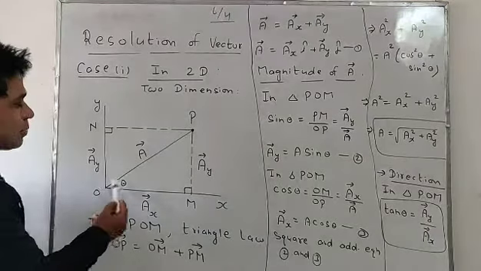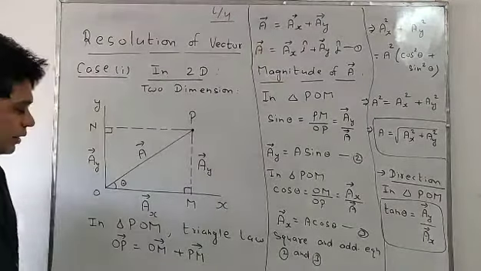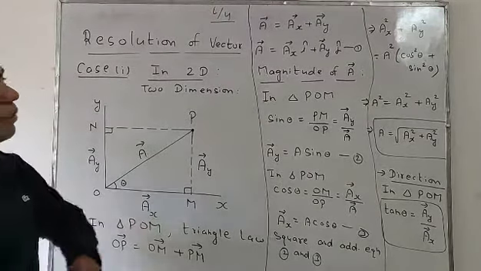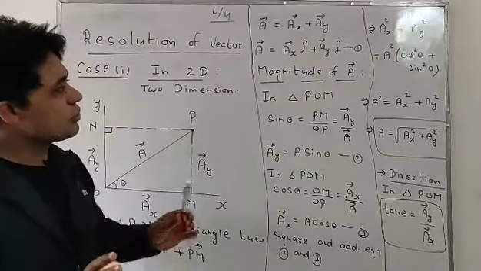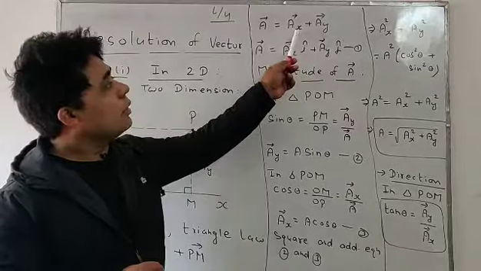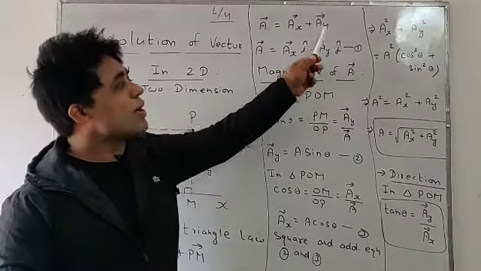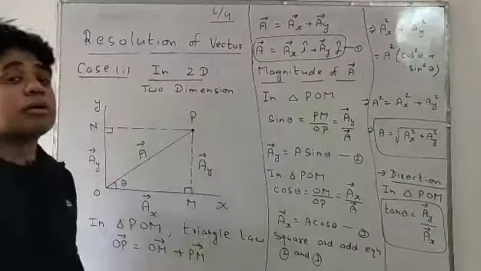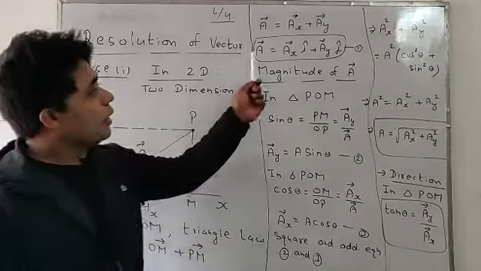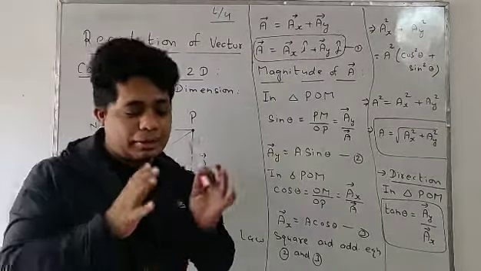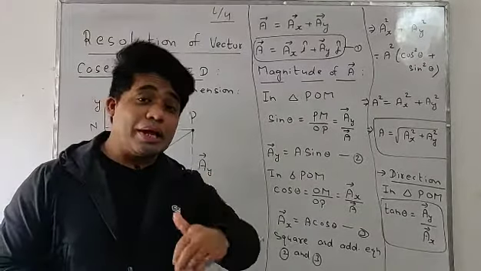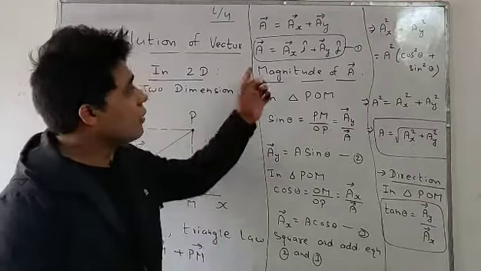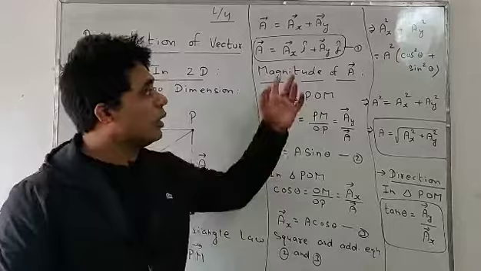Now students, OP is representing the vector A. Here I have written vector A. OM is representing the vector AX and PM is representing the vector AY. Look at students, along the x-axis i cap is the unit vector, along the y-axis j cap is the unit vector. So I simply added i cap and j cap, and look at what we got. By triangle law, A is equal to the sum of AX and AY. That proves that we can divide the vector into two or more components. So it is true that we can divide the vector, that is resolution of vector, in 2 dimension.